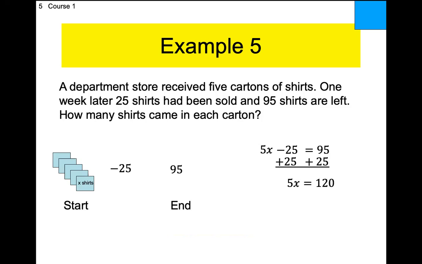120. And then we divide both sides by 5. Divide both sides by 5, and we get 24 finally. And what does that 24 mean? That means 24 shirts are in each carton.